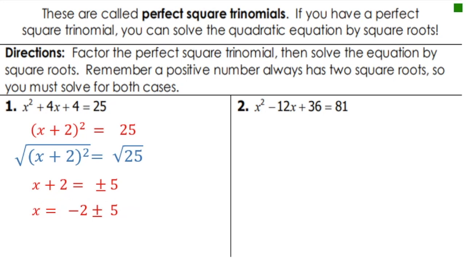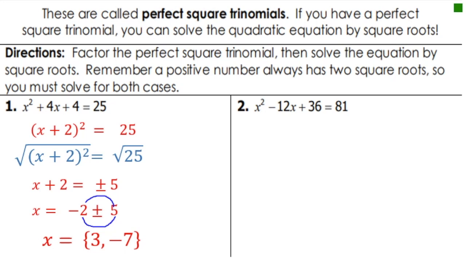You just write it in front of the plus or minus sign. And now we do the math. What is negative 2 plus 5? And what is negative 2 minus 5? And we come up with our two solutions, which would be 3 and negative 7. Negative 2 plus 5 is 3. Negative 2 minus 5 is negative 7.